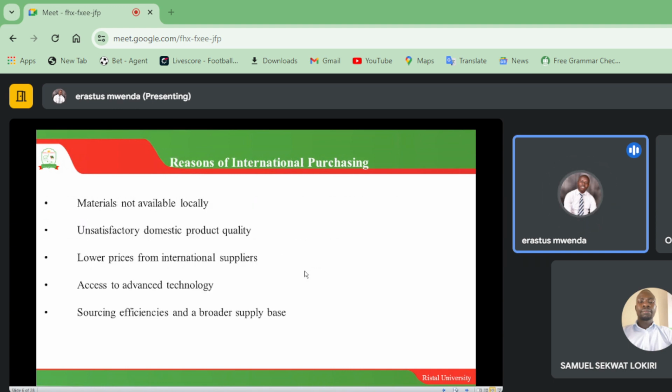Now, a very important question that we are going to be asking ourselves in this lecture: what are the reasons for international purchasing, or why do we need to do international purchasing? Reason number one that companies, organizations, countries are focusing on international purchasing is that materials may not be available locally. So what we may be looking for may not be available locally. I gave an example of the purchasing of vehicles from Japan and other countries.